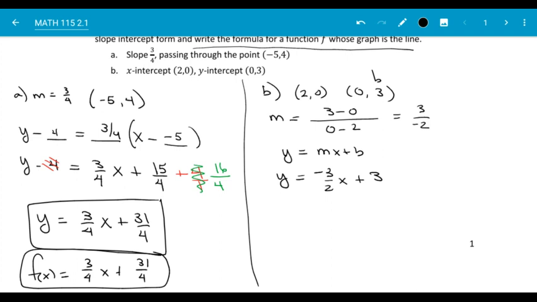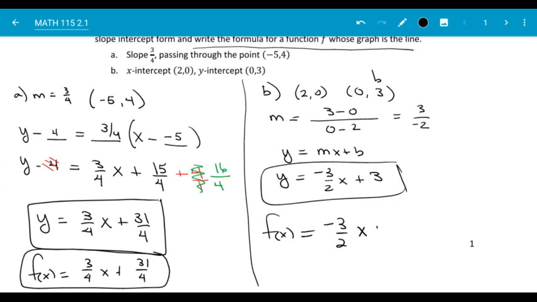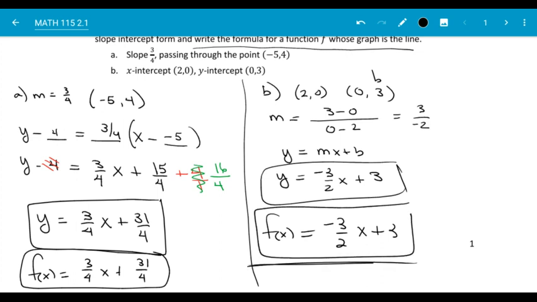B value is coming from that y-intercept. If we convert that to function notation, it just says f of x equals negative 3/2 of x plus 3, as we're looking at that. So we've got that function notation that they specifically asked for.